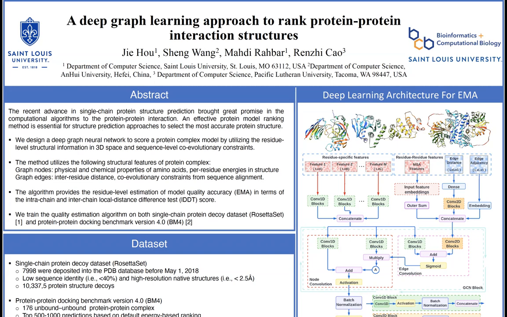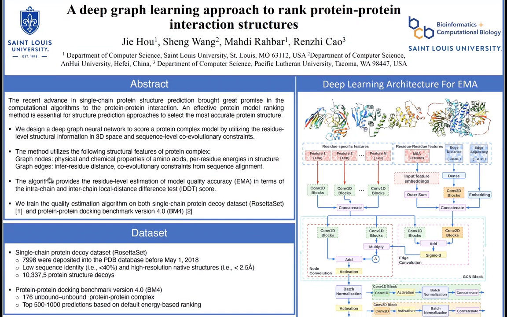So the study applies a deep graph neural network to score the protein complex model by utilizing the residue level structural information in 3D space and the sequence level co-evolutionary constraints. Our model treats the protein structure as a connected graph in which each node represents a residue and each edge represents the closeness between any pair of residues in the complex structure. So the graph network is well suited to these problems, to effectively integrate the spatial information for 3D structure quality learning.